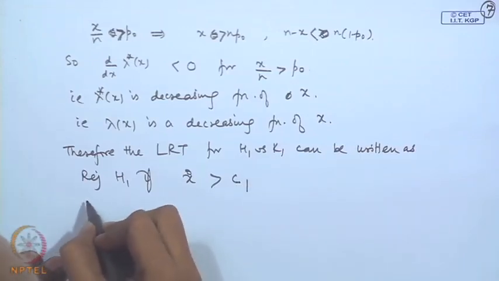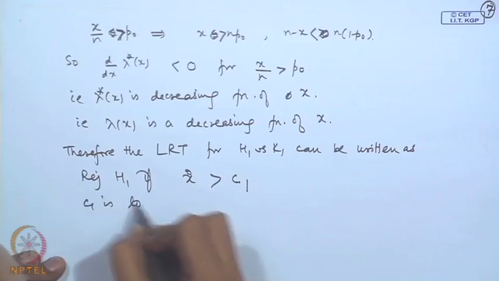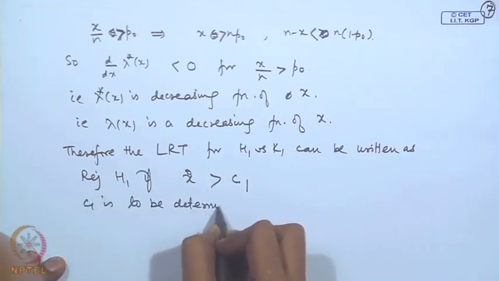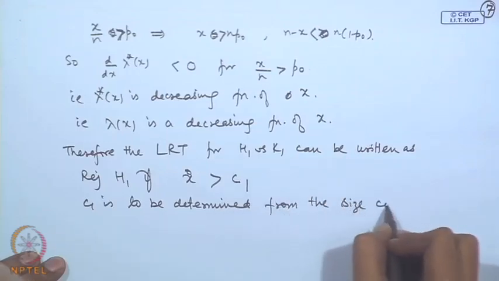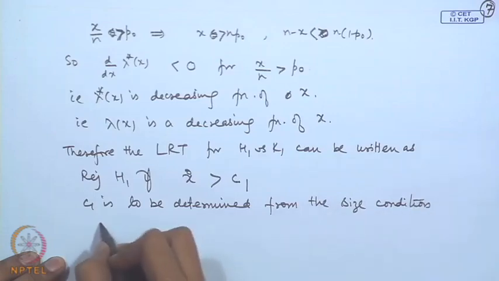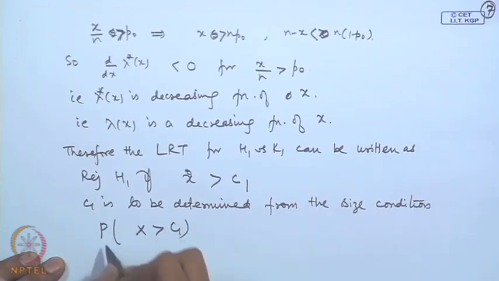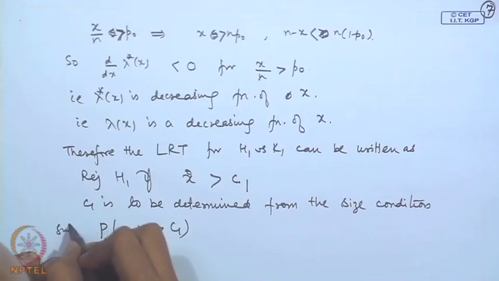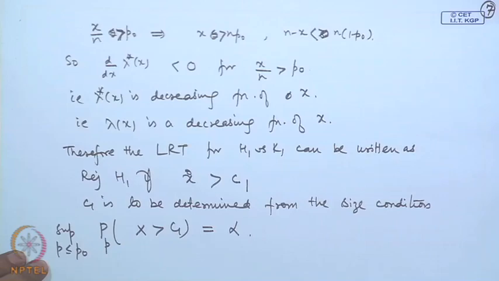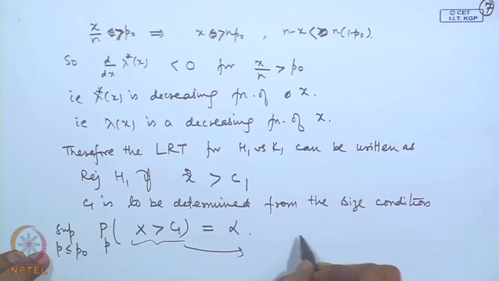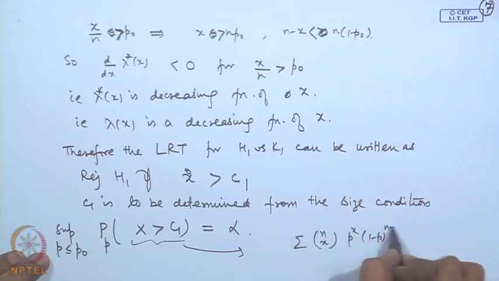Now, C 1 is to be determined from the size condition, that is probability of x greater than C 1, for the supremum over p less than or equal to p naught. This should be equal to alpha. Now, as a function of p, what is this term? This is actually sigma n c x p to the power x into 1 minus p to the power n minus x, x greater than C 1.